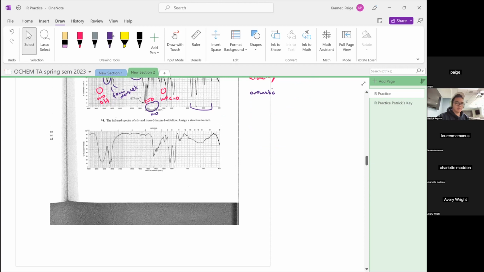And then down here, starting with our chart, around 1720, no C double bonded O. Over here, yes, OH. So that's an alcohol.